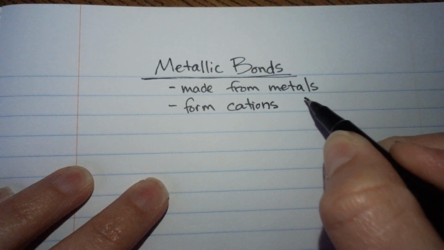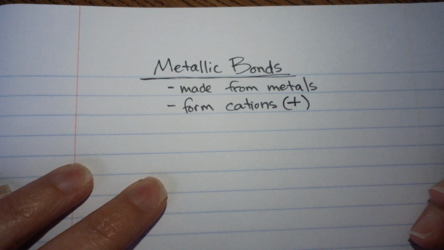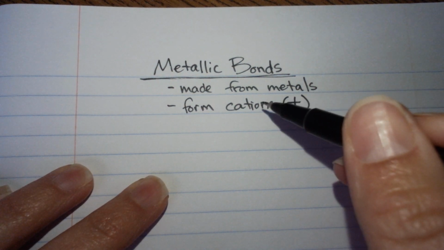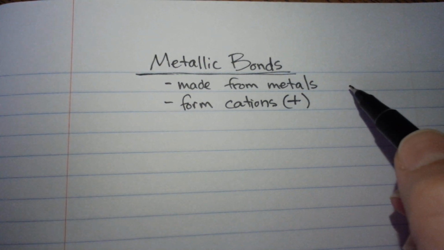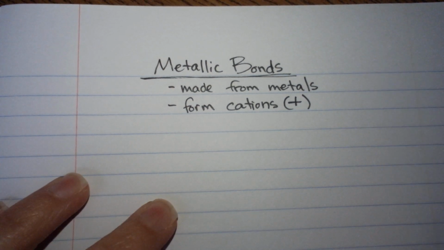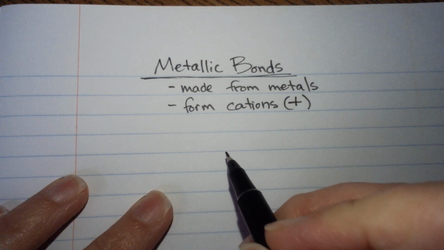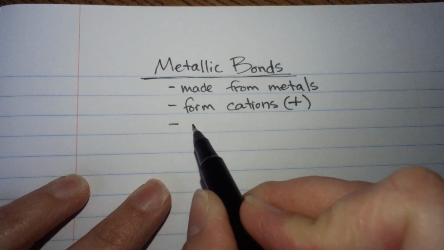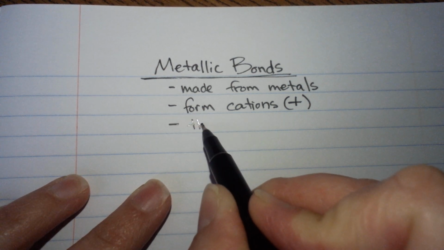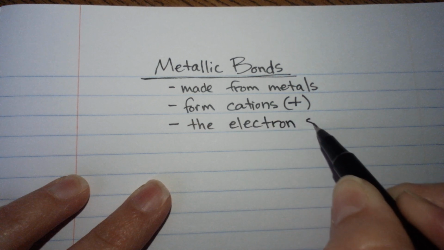So we really got to keep that word in the forefront of our minds. They form cations. Now you might be saying, wait a second, we already talked about ionic bonds. Yes, we did. But metallic bonds need these cations in order to work. Metallic bonds are called the electron sea model.